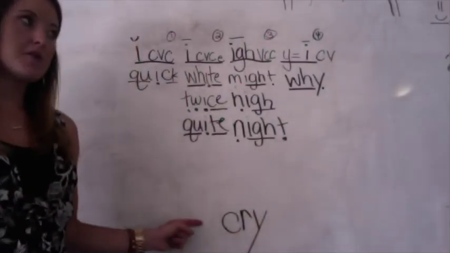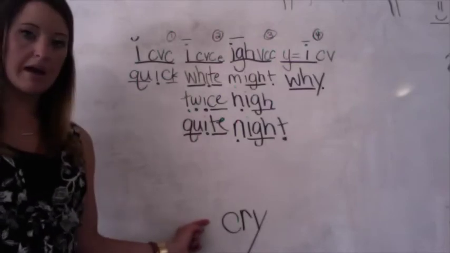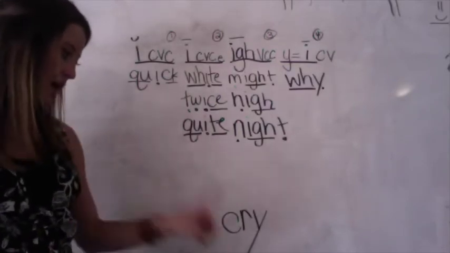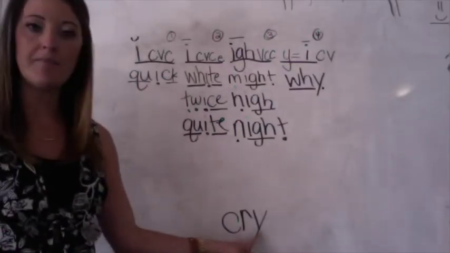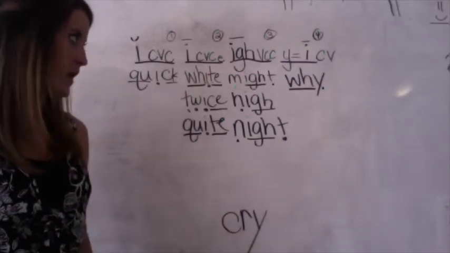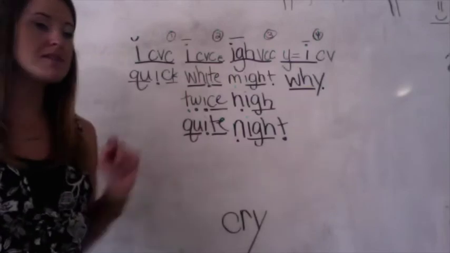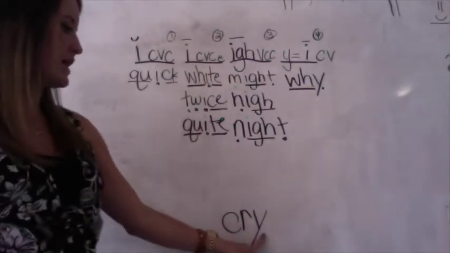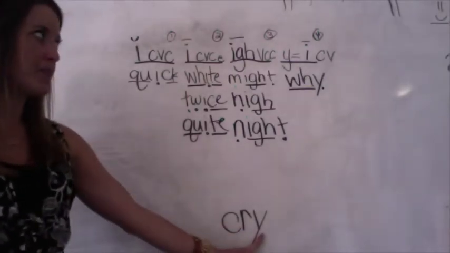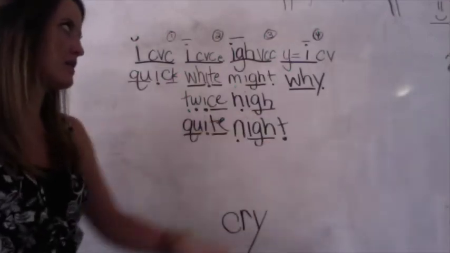Our next word is the word cry. Say cry. Now let's say the sounds of cry. I. Cry. Where does cry go? Absolutely. Cry goes under column 4. It has this letter right here saying I. Let's say and write cry under column 4.